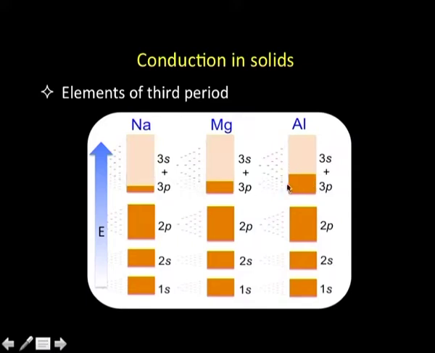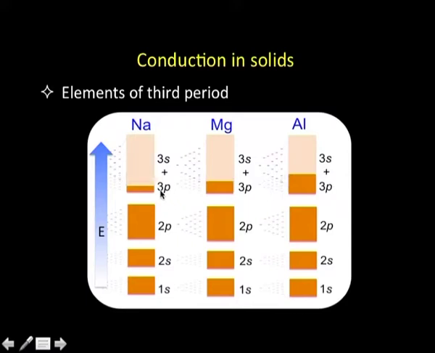Now, when these orbitals combine together to give us the bands, we find that the 3s band and 3p band overlap to a very great extent, to such an extent that we can represent them as a combined band. We are representing it as a 3s plus 3p band. So, that is the three representations here, one each for sodium, magnesium and aluminum, and for each one of them we are showing a combined band.